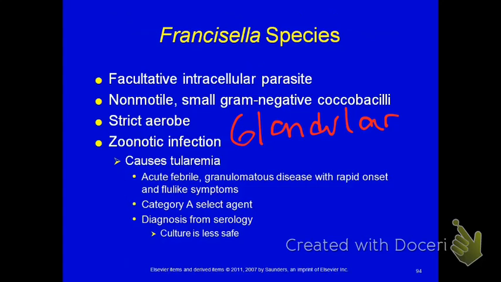That's the reason why diagnosis is mostly made from serology, because culture is usually unsafe if you do not have proper gear or personal protective equipment and a laboratory that would ensure the safety of the microbiologist. That's why serology is preferred as compared to culturing of Francisella. Francisella is part of the febrile agglutination test.